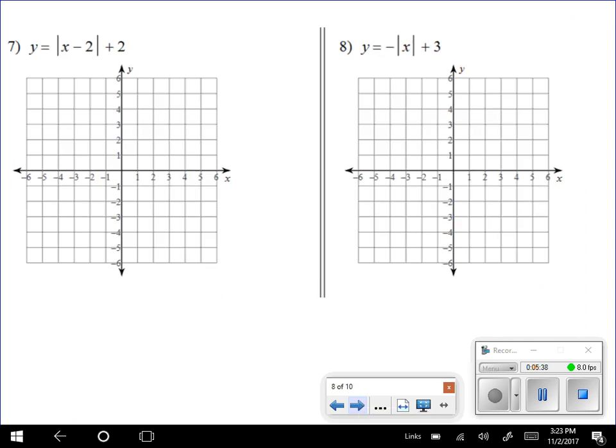Okay, next one, same thing. I'm looking at my H and my K. My vertex here is going to be at 2, 2. Then I look at A. This one's going to be going up because it's positive. So at 2, 2, I'm going to be going over 1, up 1, over 1, up 1, over 1, up 1, over 1, up 1. Boom.